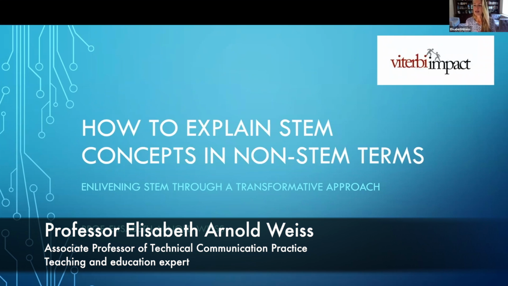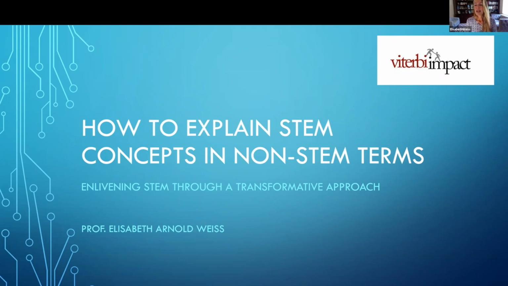How to explain STEM concepts in non-STEM terms. And I'll just give you a little hint right off the bat. It's through people. Okay, people are the connectors, and we often think of STEM as sort of remote, abstracted kind of fields and maybe inaccessible. We know that they're perceived as inaccessible to many of our underserved populations, maybe even ourselves.